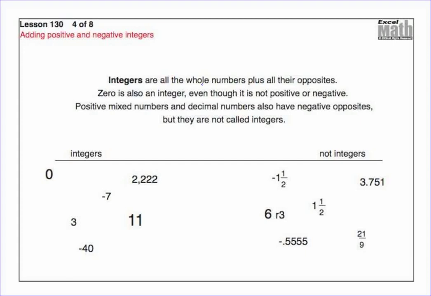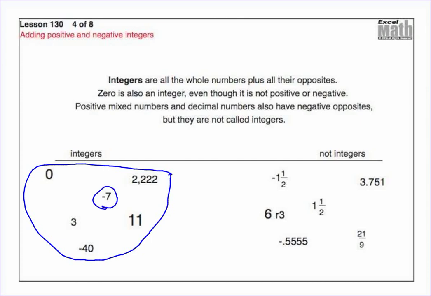Integers are all whole numbers plus all their opposites. 0 is also an integer, even though it is not positive or negative. Positive mixed numbers and decimal numbers also have negative opposites, but they are not called integers. So all these numbers over here are integers because they're whole numbers. Negative 7 is an integer, 2,222 is an integer.